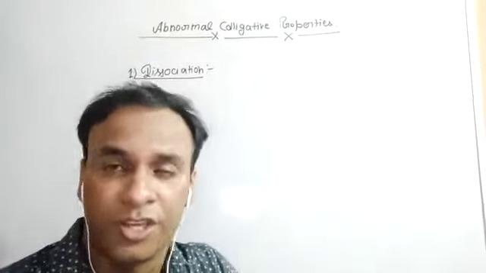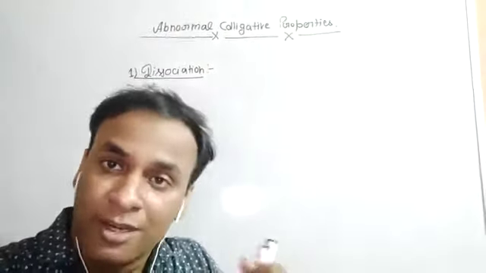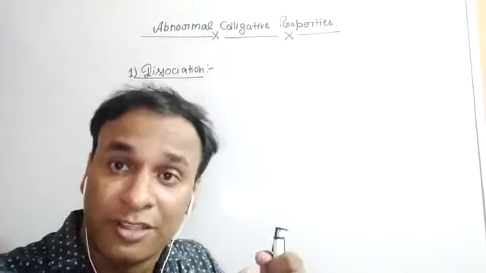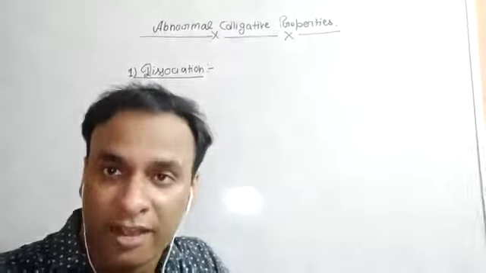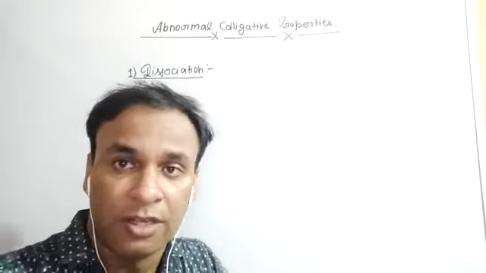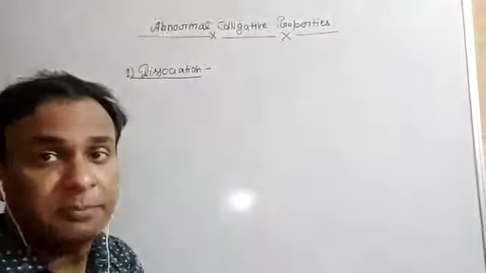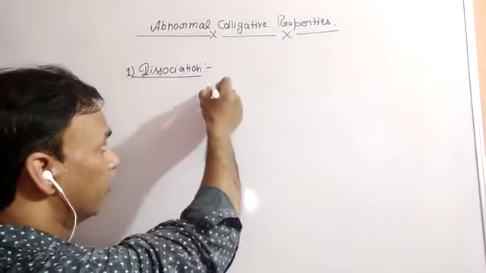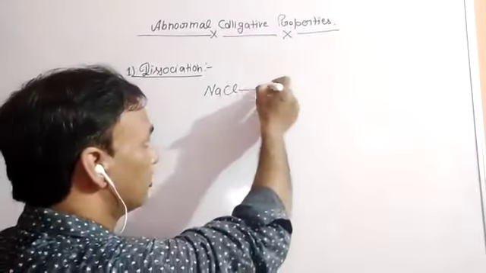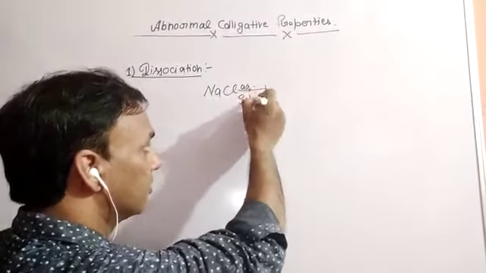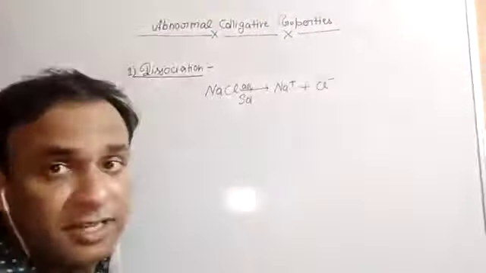When we talk about dissociation, first of all, what is called dissociation? Dissociation means whenever any electrolyte gets dissolved in aqueous solution, it is split into two or more ions. That is called dissociation. Clear? Listen, look at the board. For example, sodium chloride NaCl gets dissociated in aqueous solution, it is split into its counter ions, meaning Na plus and Cl minus.